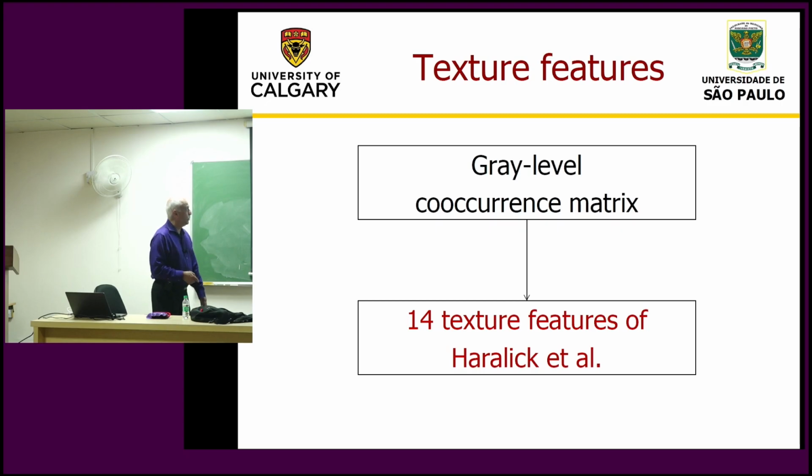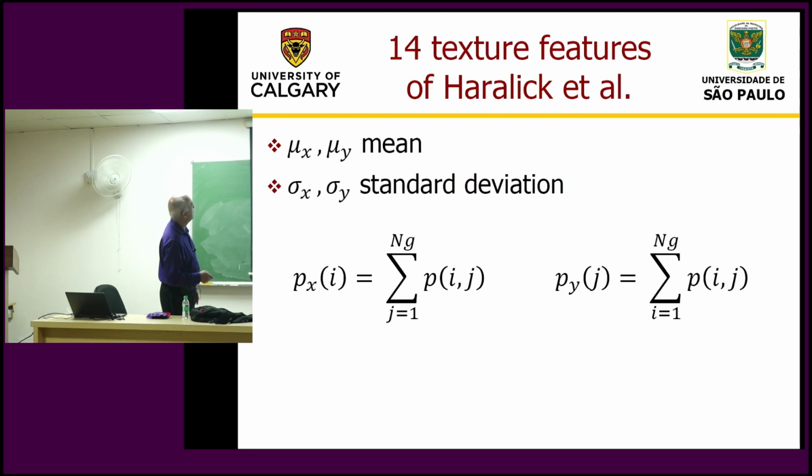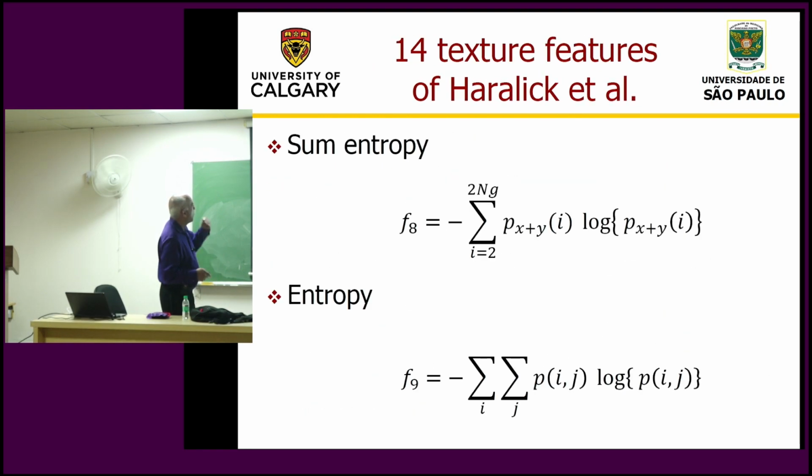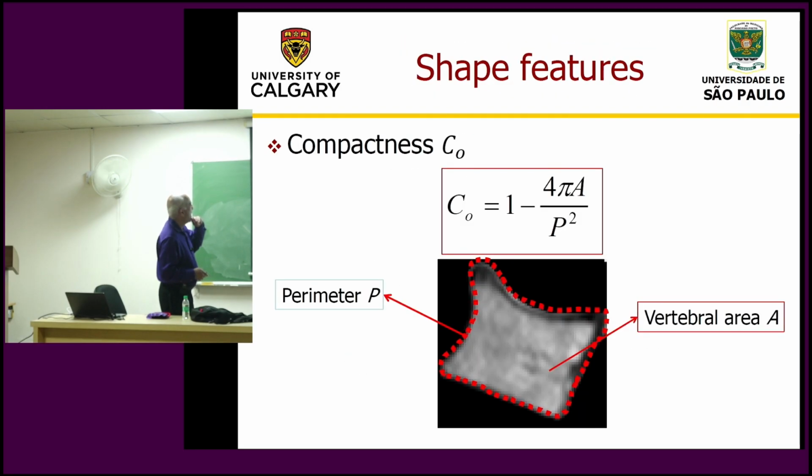So from the gray level co-occurrence matrix, we got the measures of Haralick. We don't need all of that. Oh, these, I thought I had removed all of these. Let me get rid of all of them. Compactness you have seen, perimeter and vertebral area. Lucas wanted to put all of the basics also in the presentation.